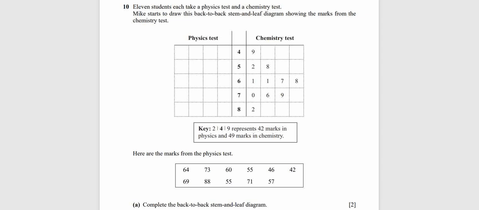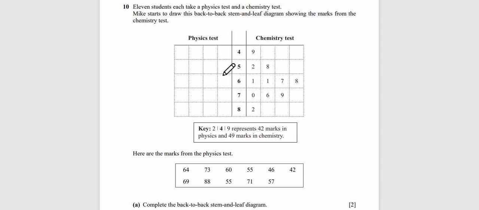Let's move on. Now we are in question 10. 11 students each take a physics test and a chemistry test. Mike starts to draw this back-to-back stem and leaf diagram showing the marks from the chemistry test. Key: 2|49 represents 42 marks in physics and 49 marks in chemistry. Here are the marks from the physics test. Question A, complete the back-to-back stem and leaf diagram for this part.